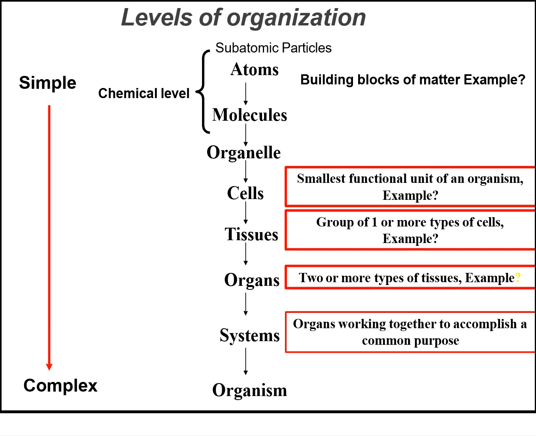So from atoms, we get to molecules. And these two are in the chemical level. And for molecules, you need a minimum of 2 atoms to get a molecule. An example of a molecule could be water, H2O. So from there, we get to organelles. Now, when we get to organelles, we are at the cellular level of the body.